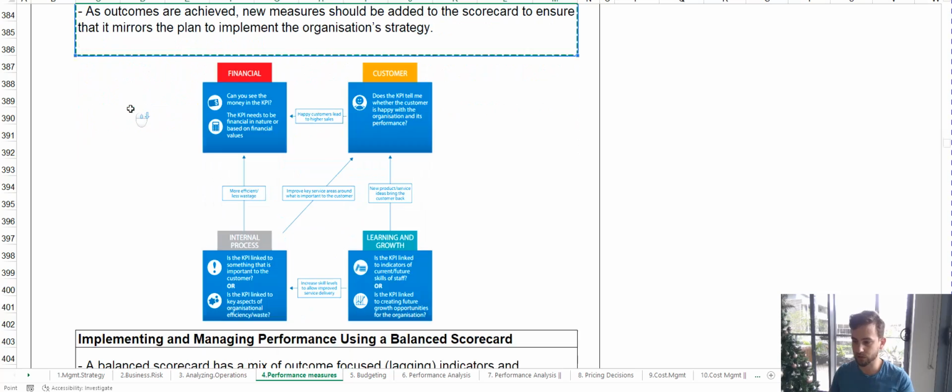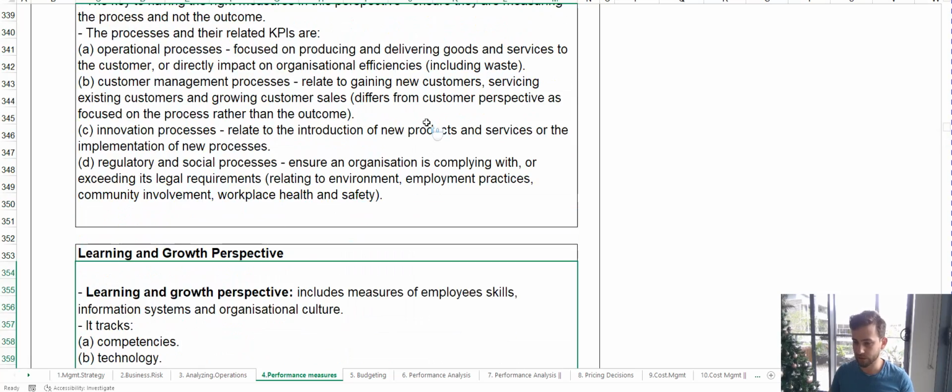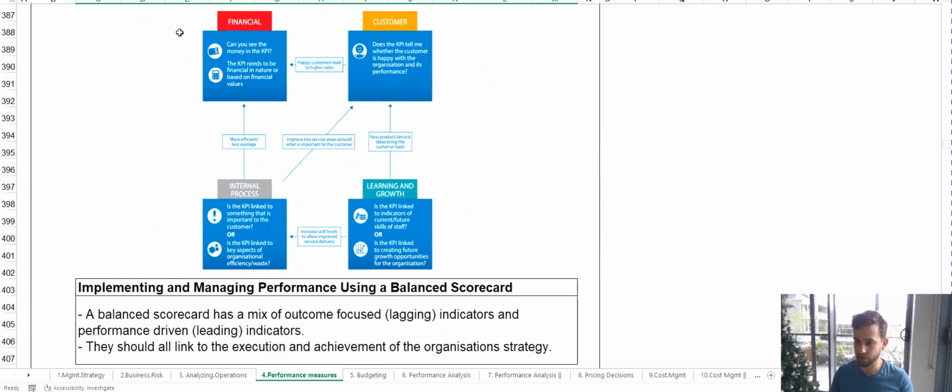implement the organization's strategy. So I guess the most important takeaway from this is you don't do these independently of each other. You don't just do your financial goals, like you don't just put in, I want to make $1 million revenue, I want to keep customers happy, I want to retain skilled staff and so forth. All of these buckets and what you put in those buckets needs to be prepared with the lens of organizational strategy. So your organizational strategy needs to come first.